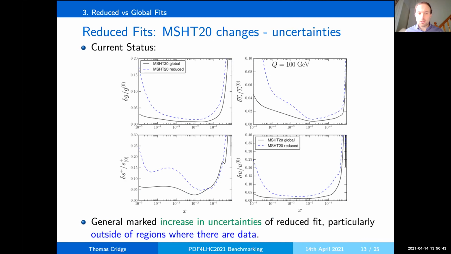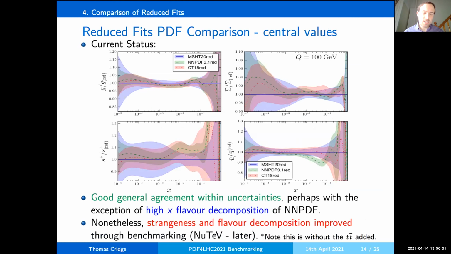Of course, what you actually want to do is what I'll show on the next slide, which is the actual comparison of the reduced fits against one another. That's what you want to do for the benchmarking. And this is the current status of this comparison. What you can see is there's generally very good agreement with uncertainties, particularly if you take the gluon in the top left, the reduced fits are in very good agreement between the three groups.